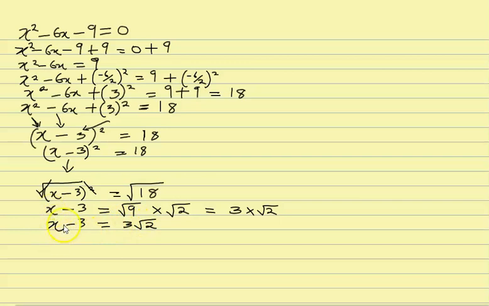All right, going forward, at this junction we will just need to add 3 to both sides of the equation to make x the subject of the formula. So we have x minus 3 plus 3 equals 3 plus or minus 3 root 2.